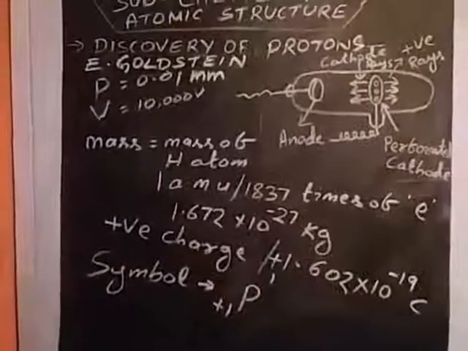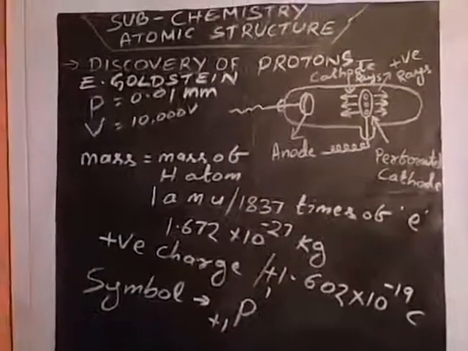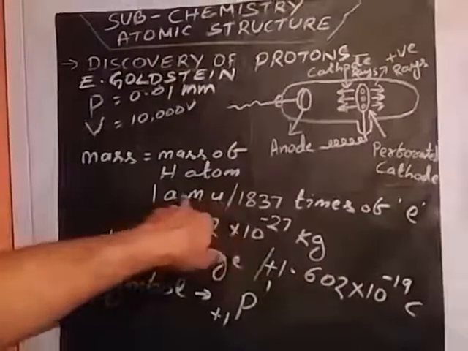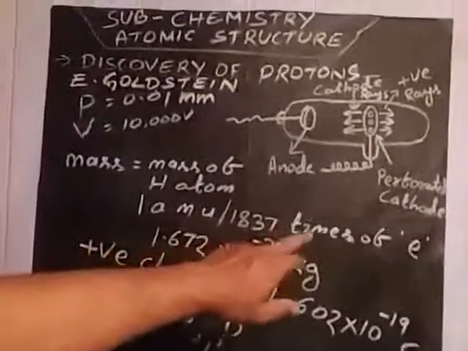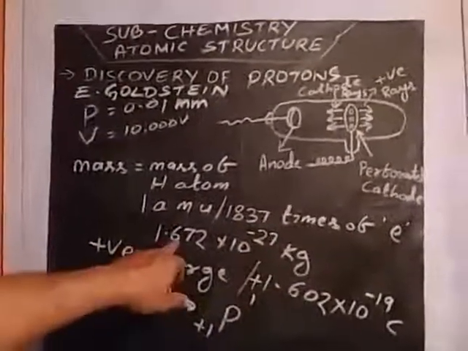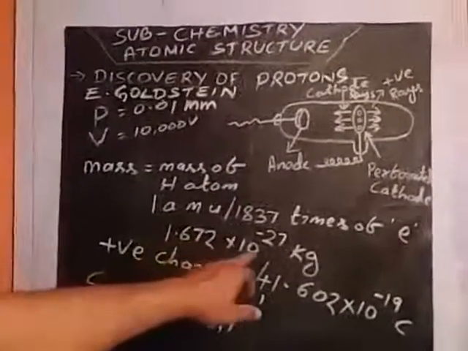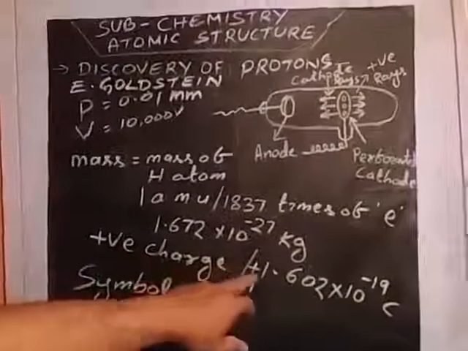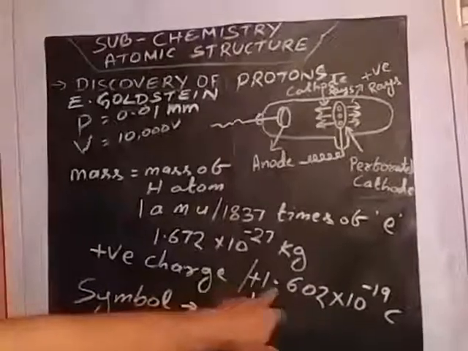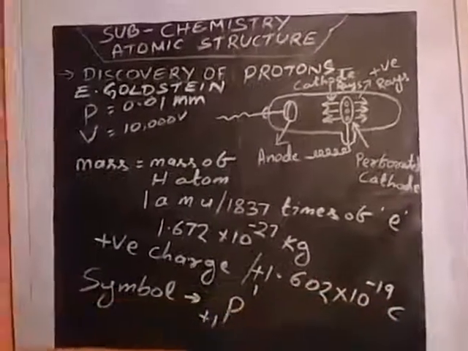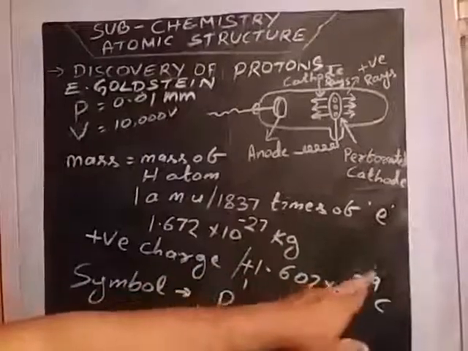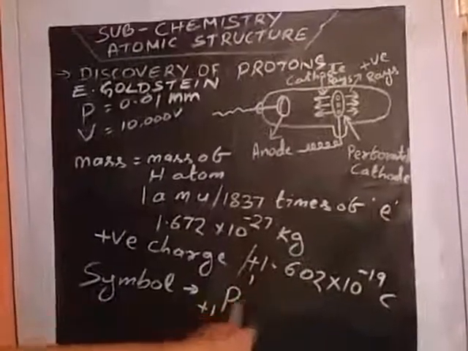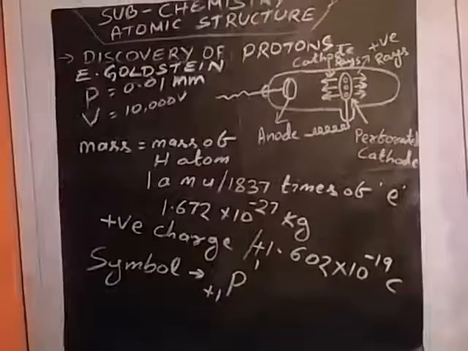Properties of protons. The charge of a proton is positive, but its mass is the mass of a hydrogen atom, one hydrogen atom, that is 1 amu or atomic mass unit, which is 1837 times that of an electron. It is equivalent to 1.672 × 10^-27 kg. Its charge is positive, with magnitude +1.602 × 10^-19 C, while in electrons it is -1.602 × 10^-19 C, the opposite charge. The symbol is P; here the mass is 1 and the charge is +1.